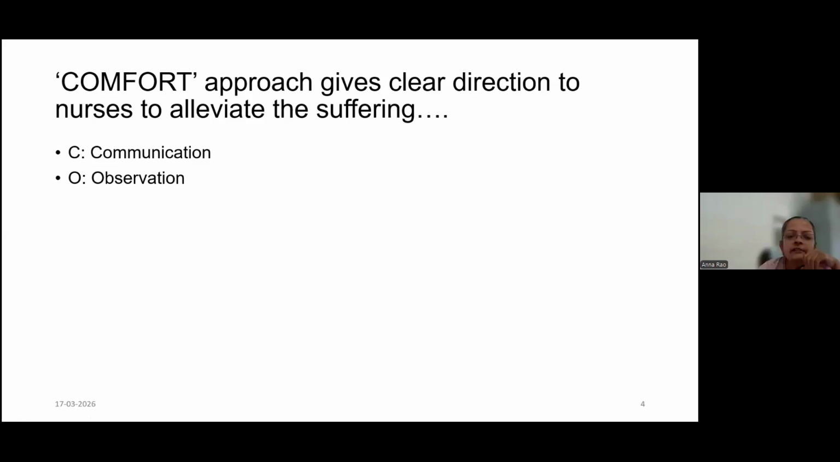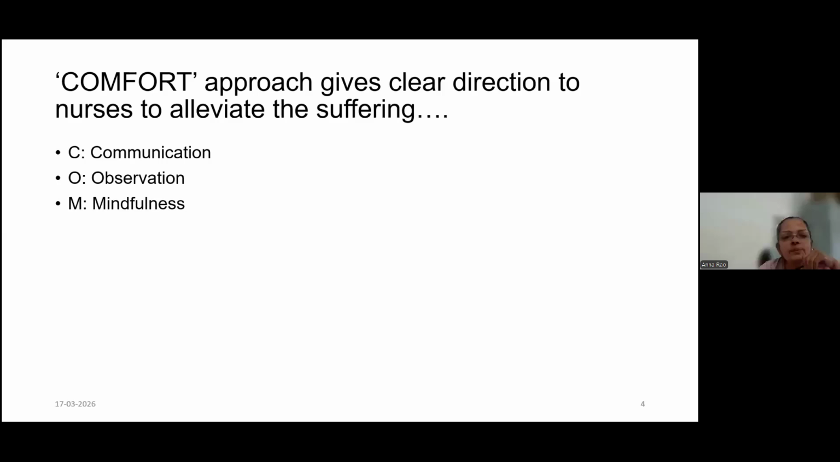Okay, observation, keen observation. Many times our patients may not be able to tell us everything, right? But looking at the patient, we need to identify many problems, untold stories, that remain behind the curtains. So our keen observation will help in doing so.